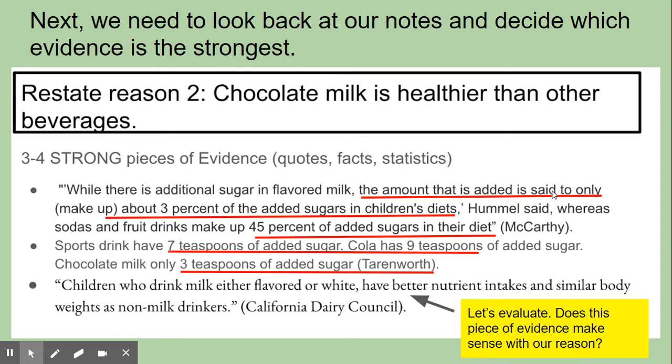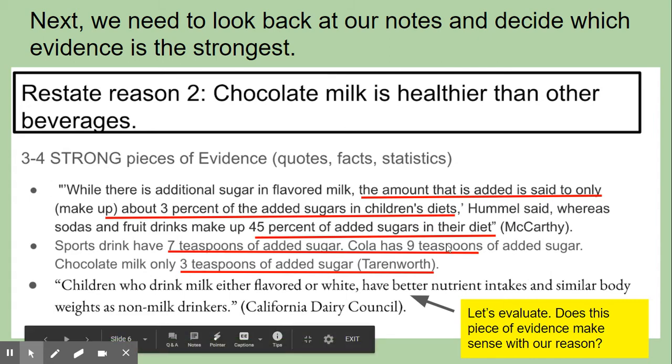So I can say the amount that is added is said to only make up about 3% of added sugars in children's diet. So I underlined that part. And then the piece about sodas and fruit drinks, that it makes up 45% of added sugar in their diets. Okay. Now, my second piece of evidence says that sports drinks have 7 teaspoons of added sugar, cola has 9 teaspoons of added sugar, and chocolate milk only has 3 teaspoons of added sugar. And I just underlined the amounts here. I'm probably going to paraphrase this part or put it in my own words.